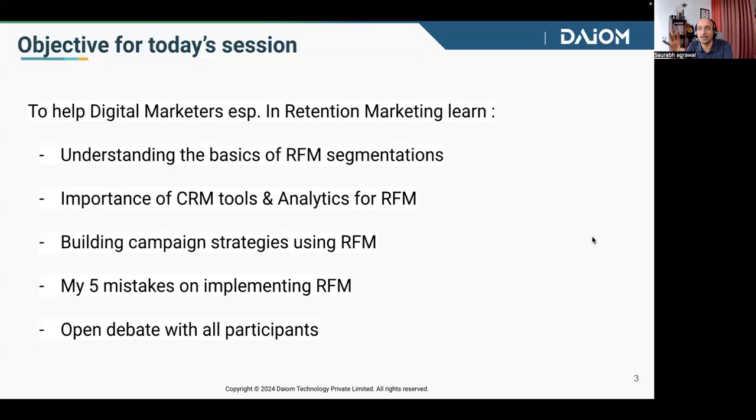The good part is you had put in questions when you registered. I got 50 questions, so we used Gen AI to summarize them and make them clear. We will try to cover 70-80% of this. We'll start with the basics of RFM, and the importance of CRM tools and RFM. How do you build campaign strategies using RFM? And a very important part: the 5 mistakes I made in my career with RFM. And then we will have debates around the session.